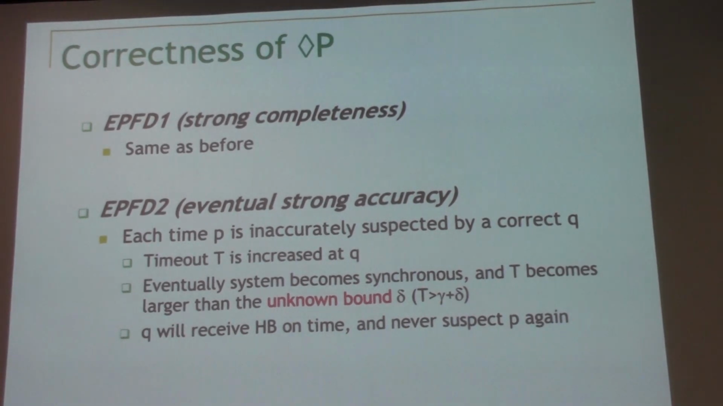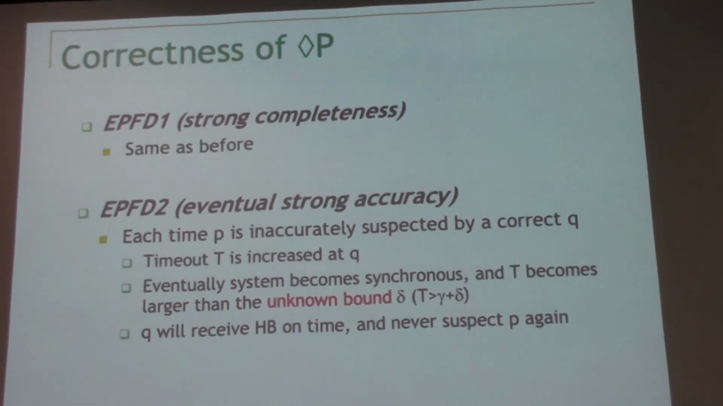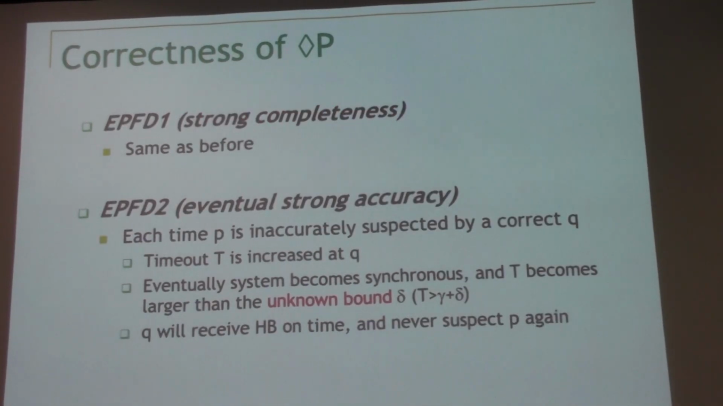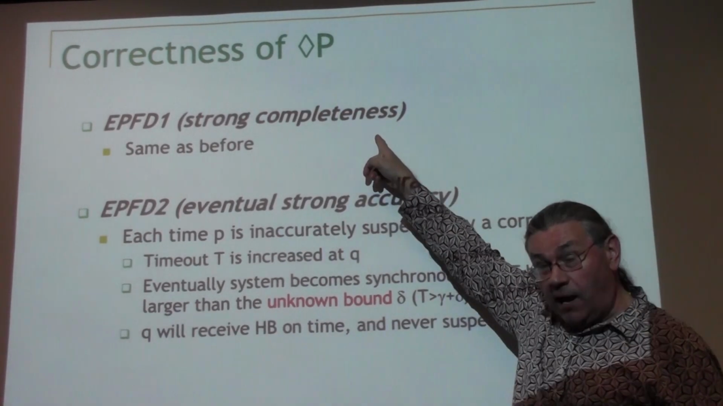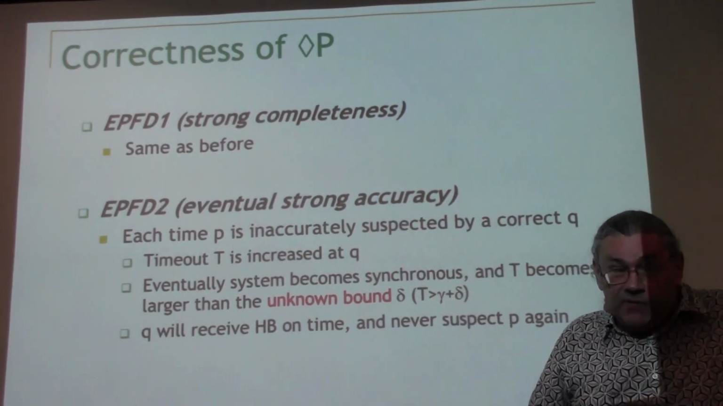Okay, so how do we prove it? So strong completeness is like before. It means if we didn't get the heartbeat, the node actually has crashed, so we will not get heartbeats. So we will suspect the node if it crashes. Okay. If it really did crash, that's not a mistake.